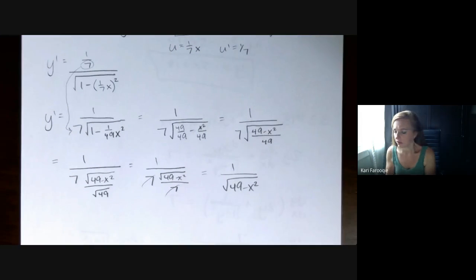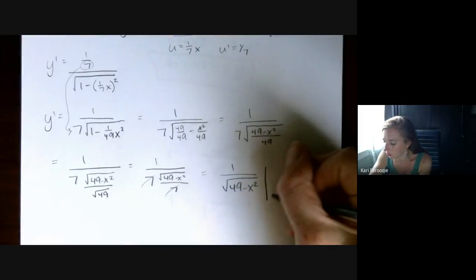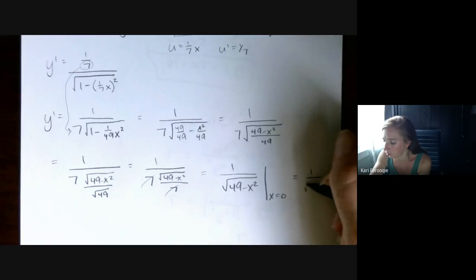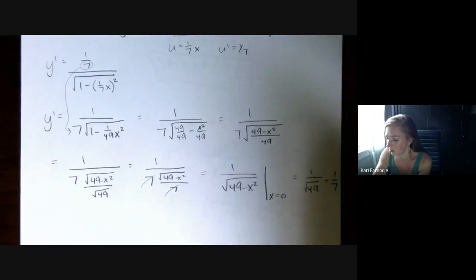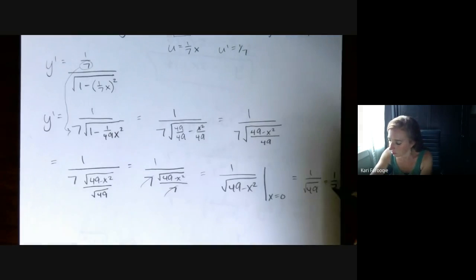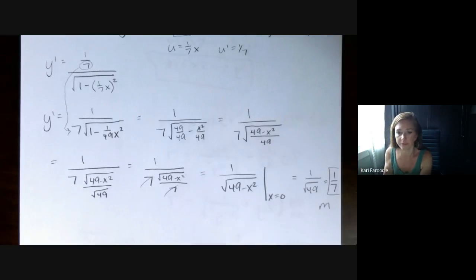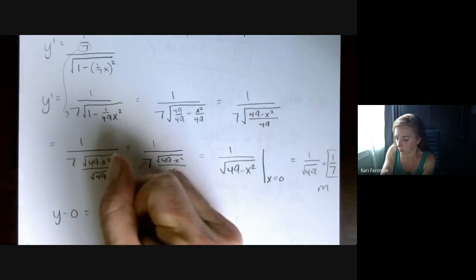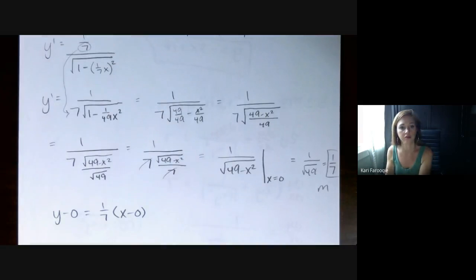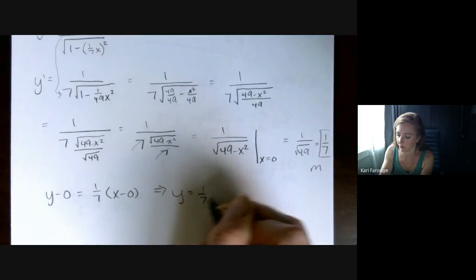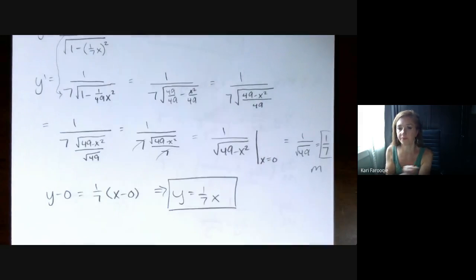Okay, we're looking at this at the origin. So let's go ahead and evaluate this at x equals 0. And when x equals 0, we're looking at 1 over the square root of 49, which is 1/7. All right, so there's your slope. And then we'll take y minus y sub 1 equals m times x minus x sub 1. And then you'll end up with y equals 1/7 x.